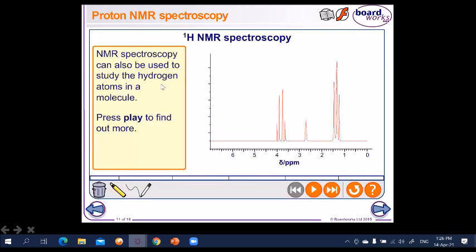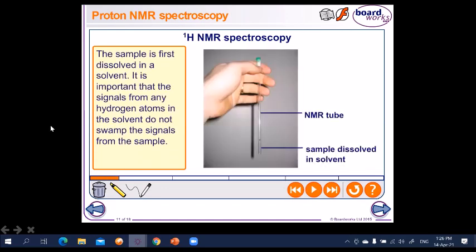Let's take a look at NMR spectroscopy for hydrogen. We're using NMR spectroscopy to study hydrogen atoms in a molecule. Let's play. The sample is first dissolved in a solvent. It is important that the signals from any hydrogen atoms in the solvent should not swamp the signals from the sample. That's a very small pipette tube here. Now there is the sample dissolved in solvent, and this would be your nuclear magnetic resonance tube.